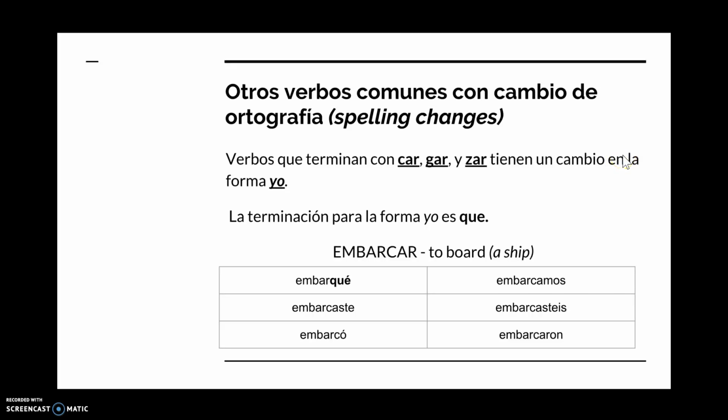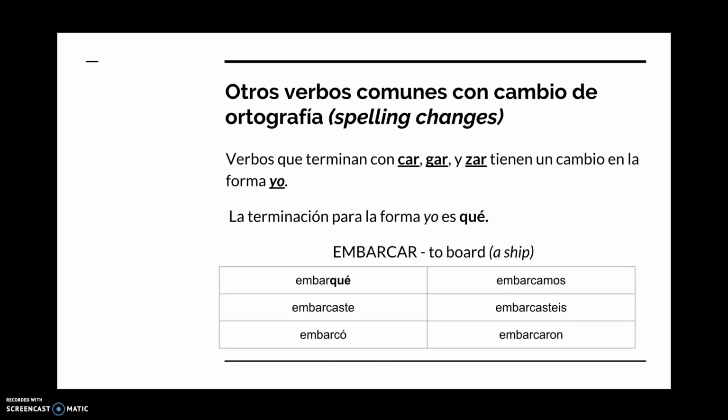All right, so otros verbos comunes con cambio de ortografía, so other common spelling change verbs. Verbs that end with car, gar, and zar have a spelling change in the yo form only in el pretérito. In this particular unit, you're going to see only one verb of each type: one verb that ends with car and has that spelling change, that's embarcar, one with gar and one with zar. The ones with gar and zar are going to be llegar and colonizar.